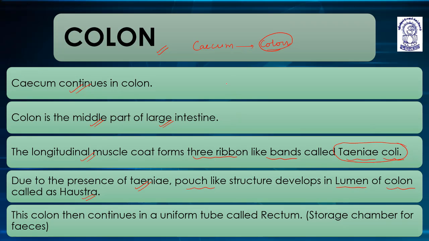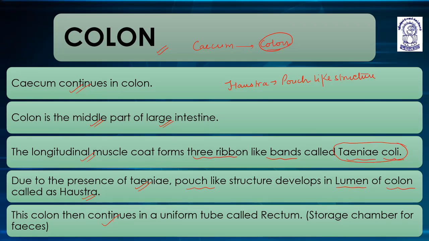So there are two terms. One is haustra, which is a pouch-like structure, and one is taenia coli. Taenia coli are the ribbon-like bands, three in number, produced by the longitudinal muscular coat. The pouch-like structure present in the lumen of the colon is known as haustra.